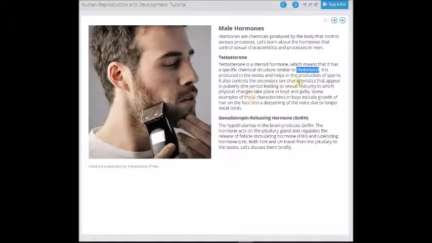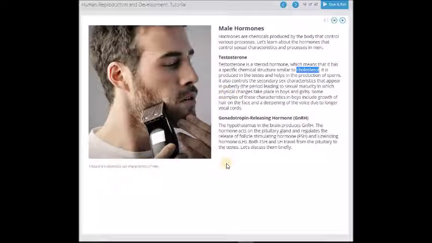It controls the secondary sex characteristics that appear in puberty. The males become larger, they start developing larger bodies, they start developing body hair in places they didn't have it, such as in the face, the armpits, the groin. The voice is deeper, just all kinds of things that are associated with males.